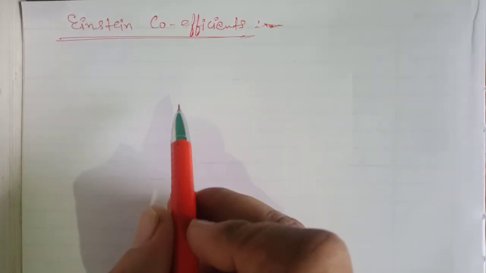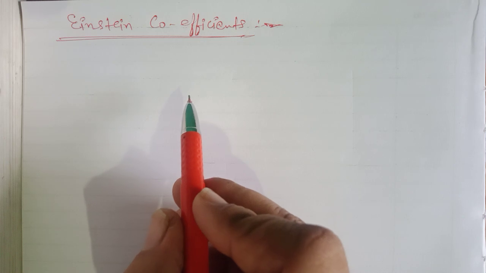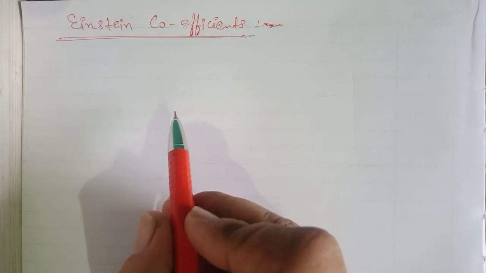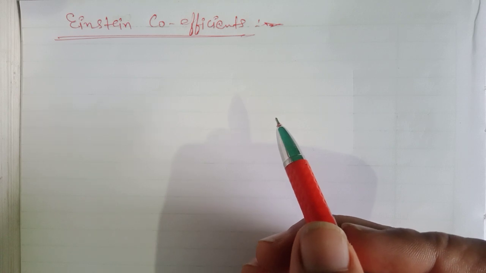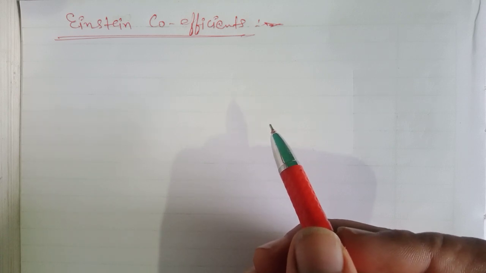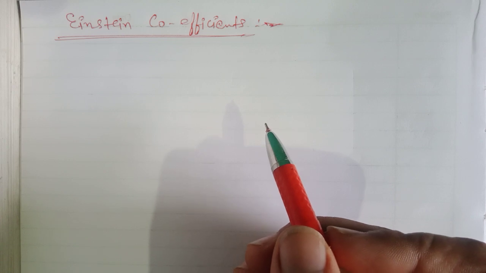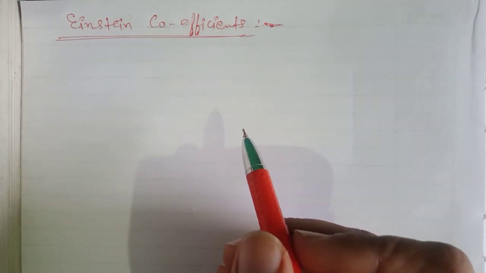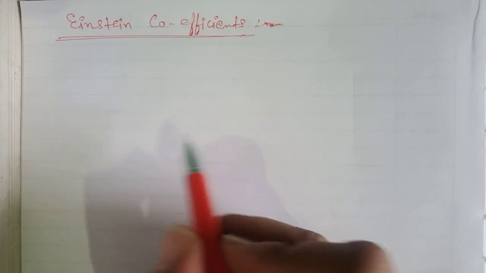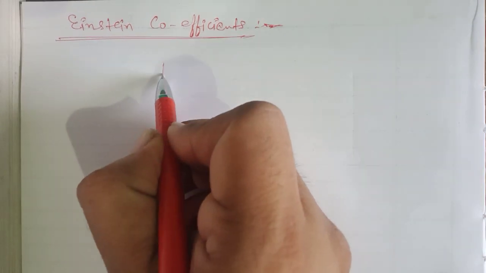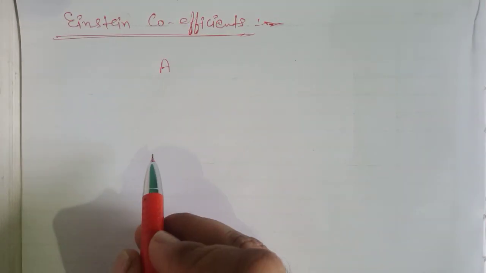What is Einstein coefficient of radiation? Einstein coefficient is a mathematical quantity which can measure the probability of rate of absorption or emission of photon of radiation, right? So suppose there are two types of Einstein's coefficient. One is Einstein coefficient A and another one is B. So what about the Einstein coefficient A?